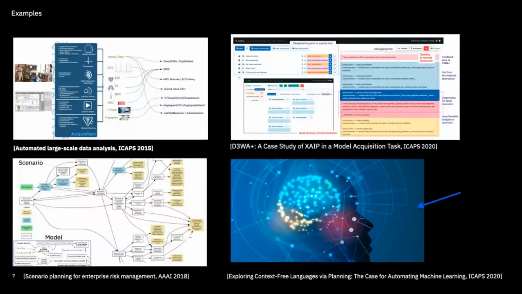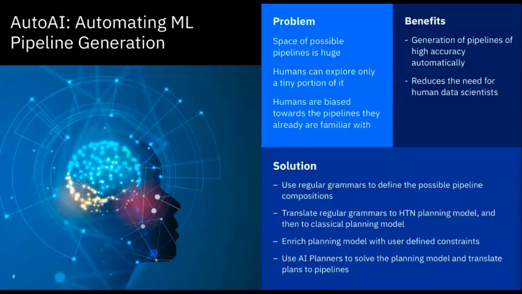Now, an example application where we have used the translation from HTN planning to classical planning as well as compiling soft goals away is the automation of machine learning pipeline generation. That is the write-down application on this slide. Now, the problem is that the space of possible pipelines is huge. Humans can explore only a tiny portion of it, and humans can be biased toward pipelines that they are already familiar with. And in terms of benefit, you get to generate pipelines of high accuracy automatically and also reduce the need for human data scientists.